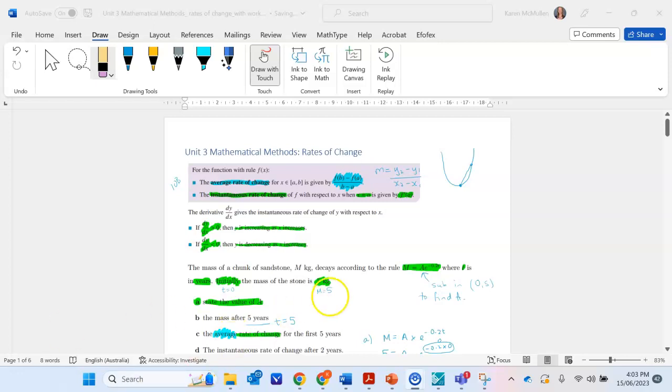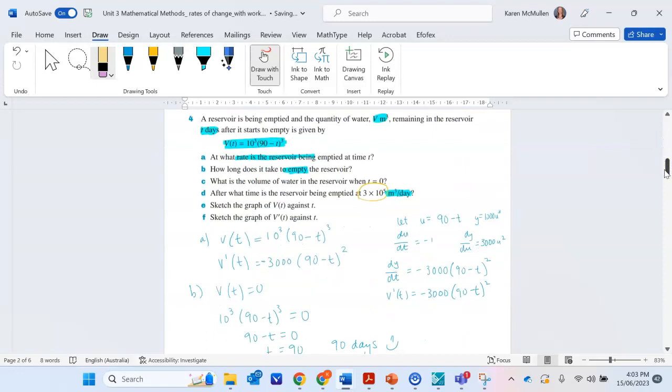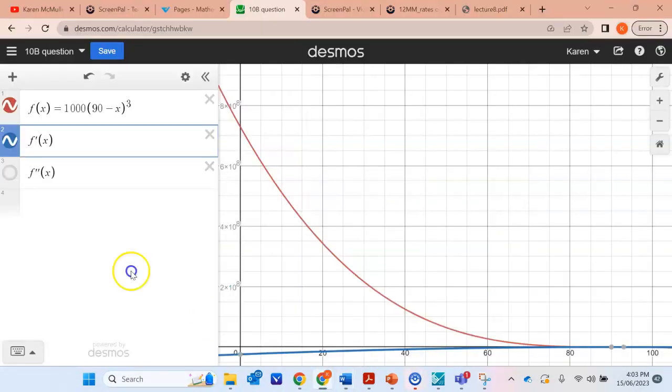The example we looked at, so I might just skip this one and go to the reservoir one, this one here. So we're looking at a reservoir being emptied. So I've got the graph of it. Let me just get it up. There it is. I'll get rid of the derivative now. So there's the reservoir being emptied.